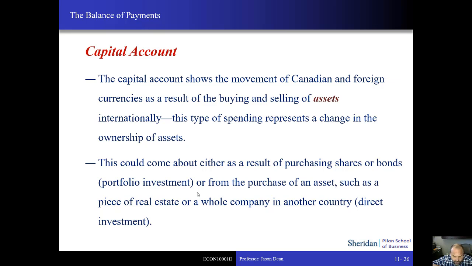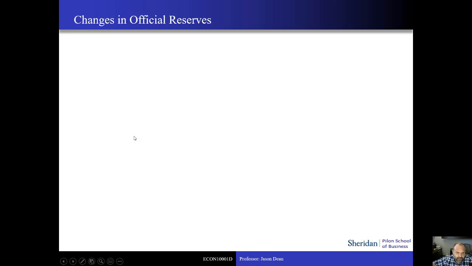So if I purchase a building to start a business in the US, that would be considered a negative on the balance in the capital account, and it would represent financial currencies leaving Canada. It's going to be the movement out of Canada of currencies because the money is being invested in the other country. So that's the capital account.